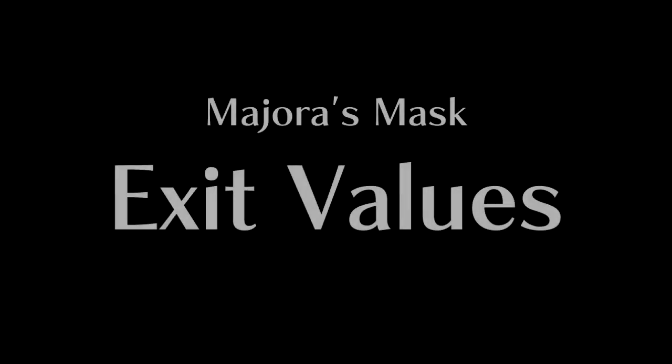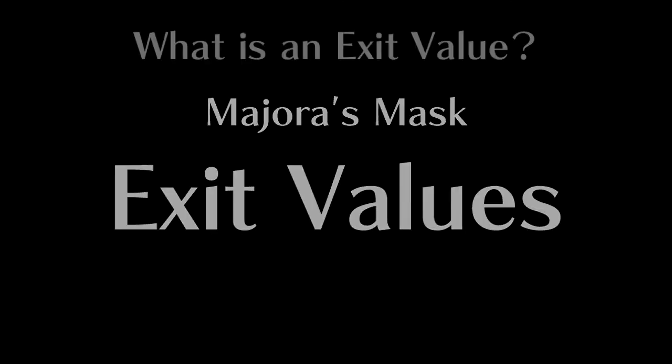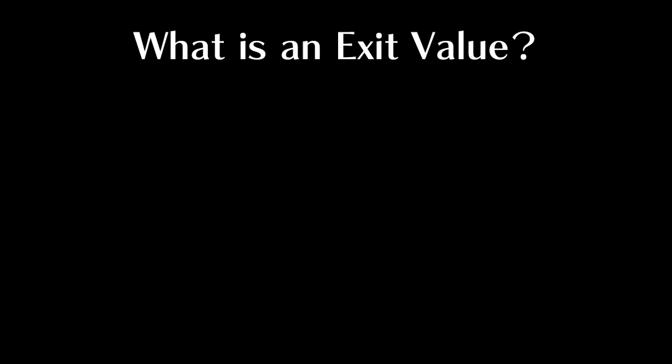In this video, I'm going to go over and show how the exit values work in Majora's Mask. For this video, I'm only going to talk about the external scene table and how the data is being read out of it. Afterward, I'm going to go over the exit being used to warp to the Majora room and show how that's working. So what exactly is an exit value?